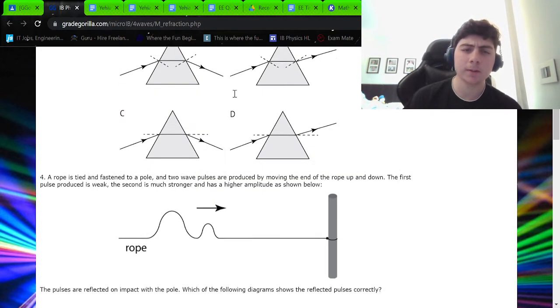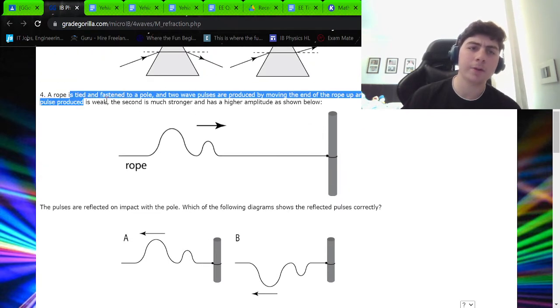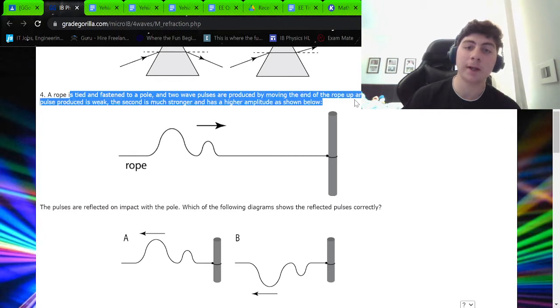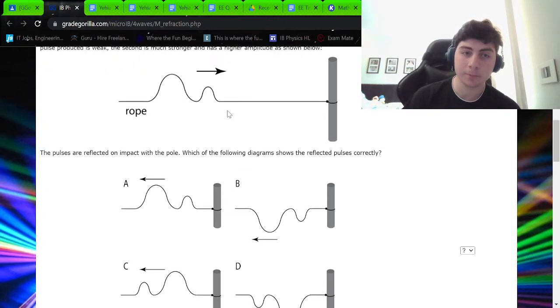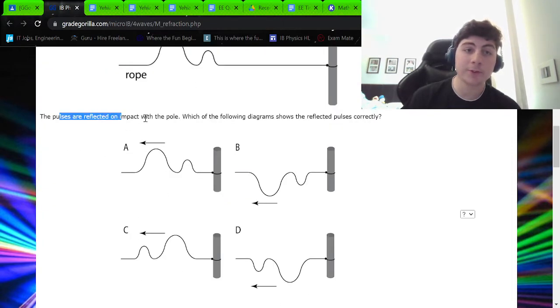Right. A rope is tied and fastened to a pole, and 2 wave pulses are produced by moving the end of the rope up and down. The first pulse is weak, the second is much stronger and has higher amplitude, as shown below. Pulses are reflected. Oh, I think it's going to be 1 up, 1 down. Which of the following diagrams shows the reflected pulse correctly?